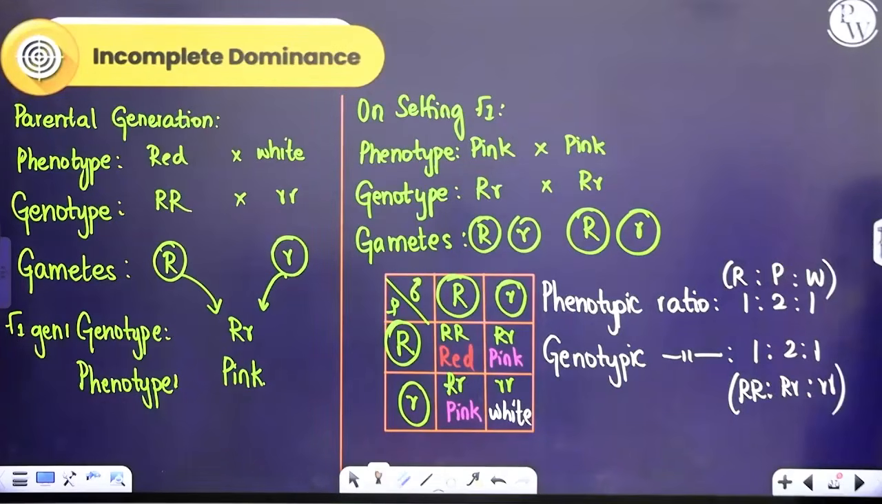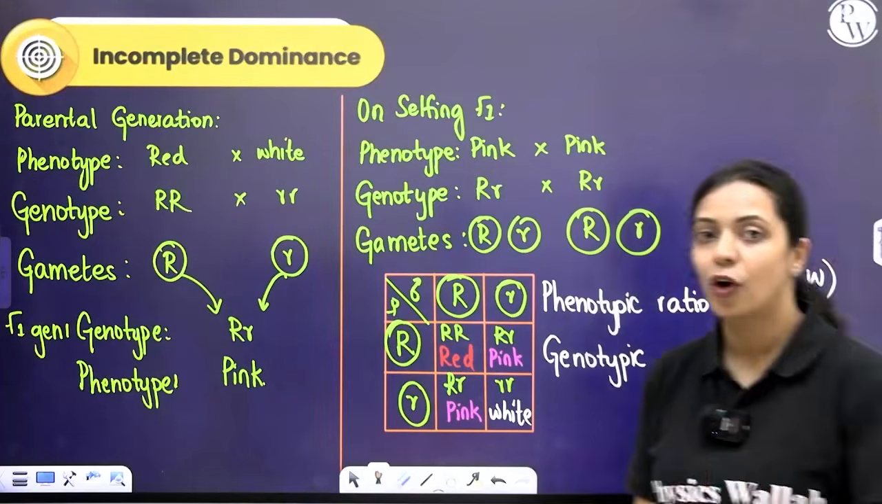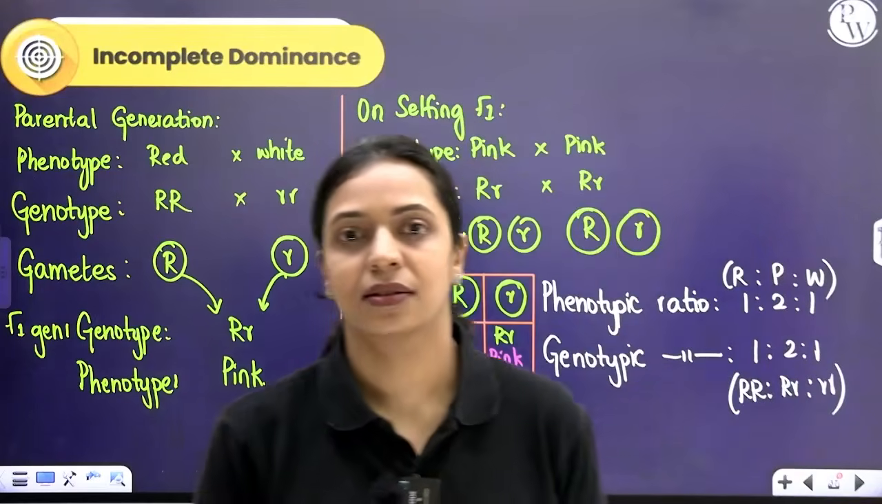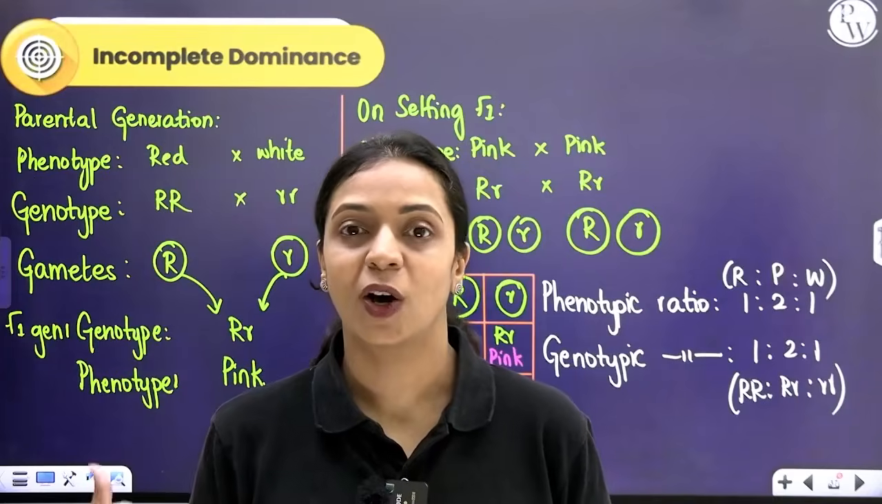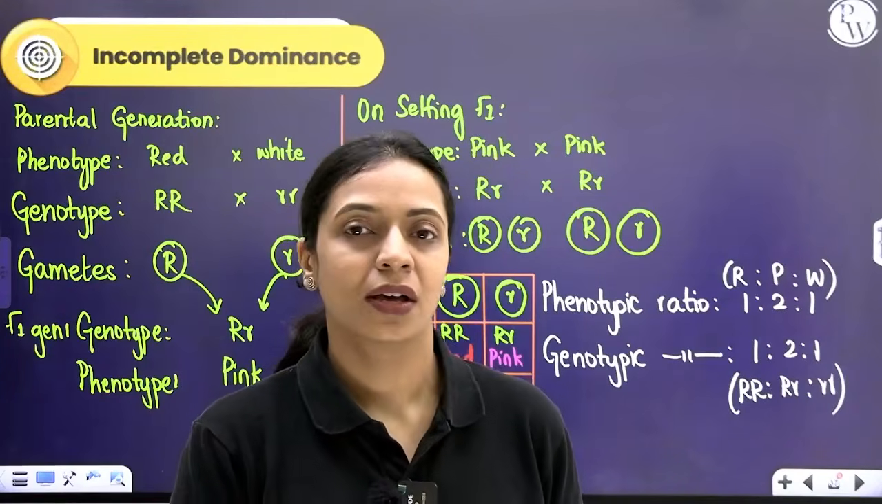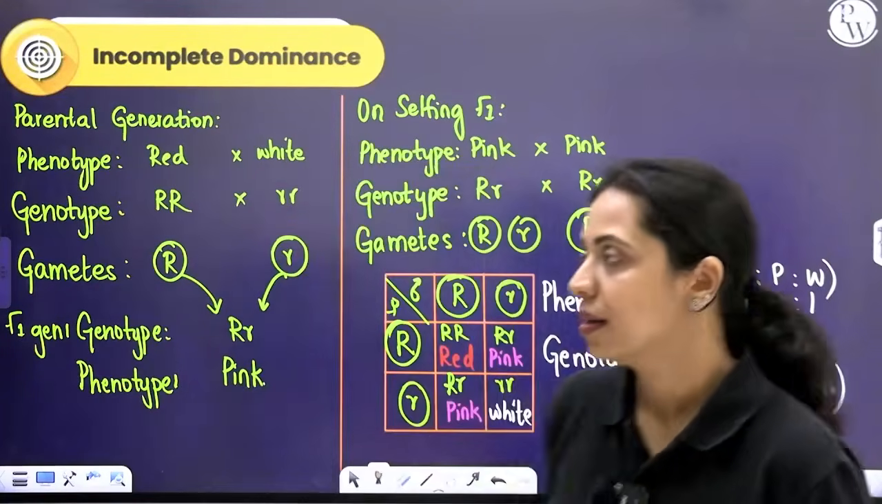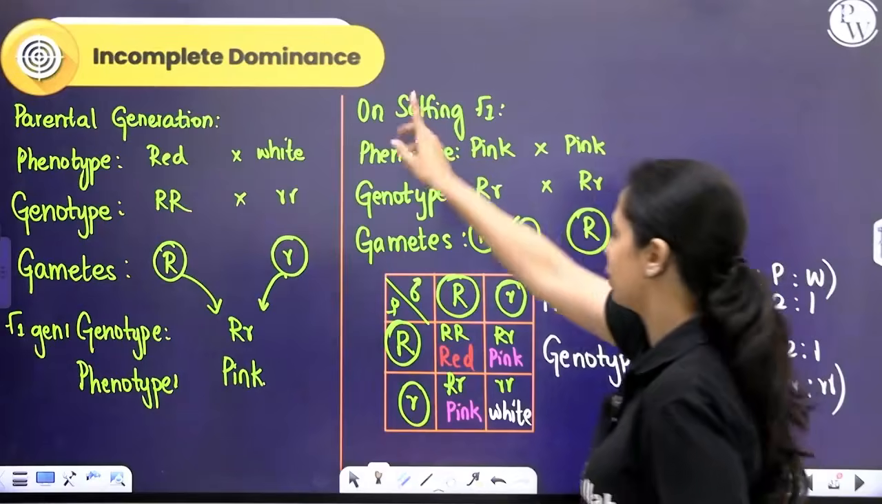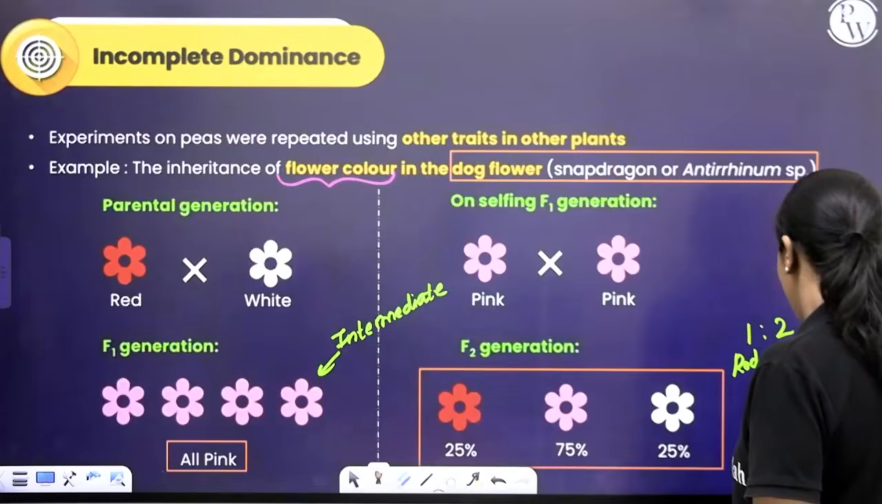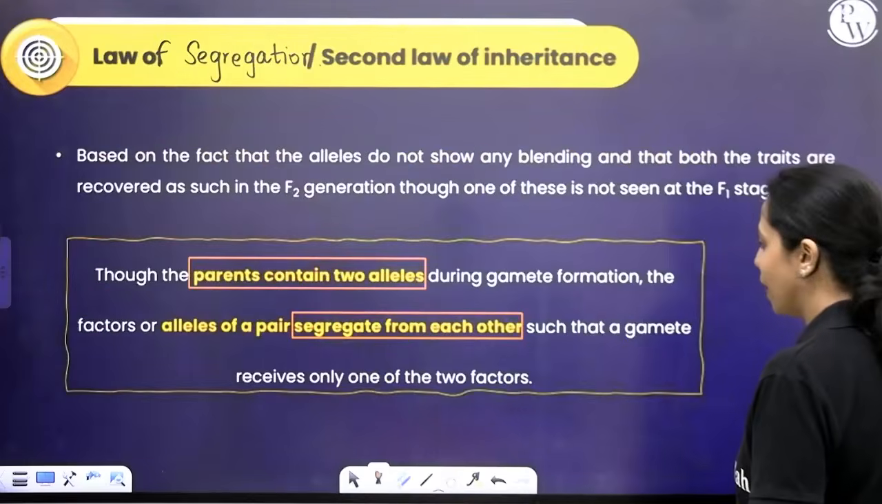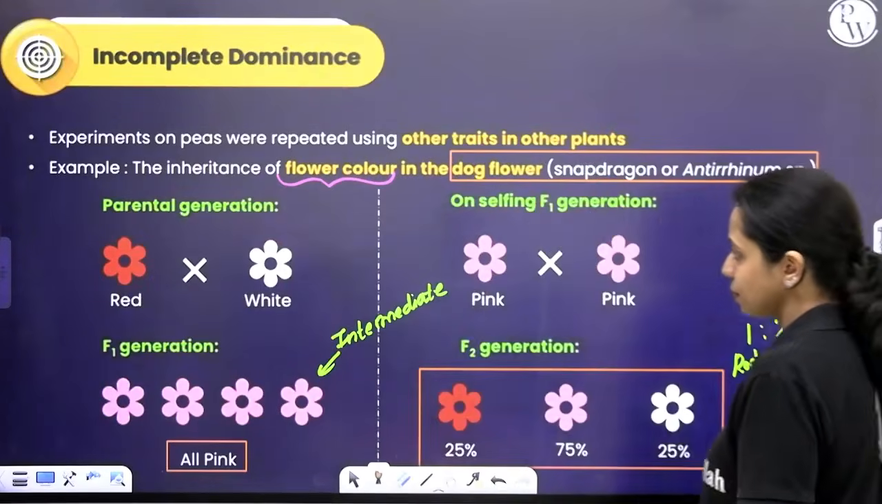So this is how it is. Since this isn't following Mendel's rule or Mendel's law of dominance, we call this a deviation from Mendel's laws. Okay? So this is called incomplete dominance. Why am I calling it incomplete dominance? Because red is not fully overpowering white color.